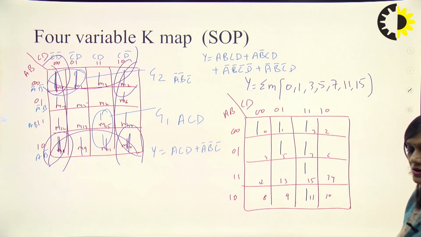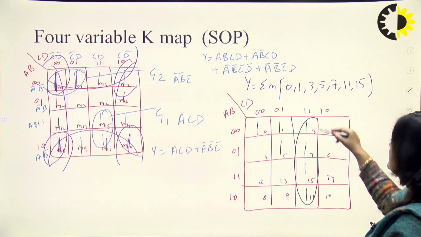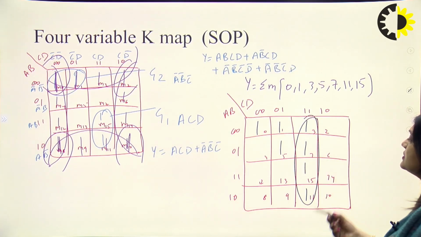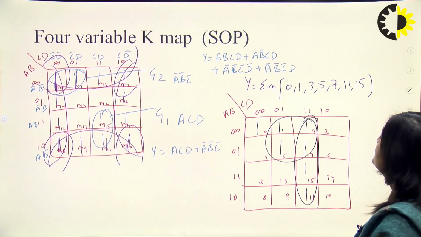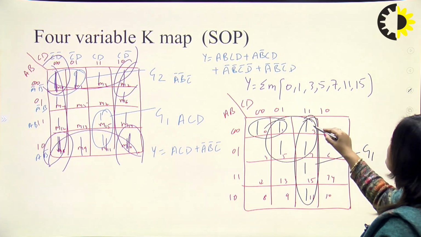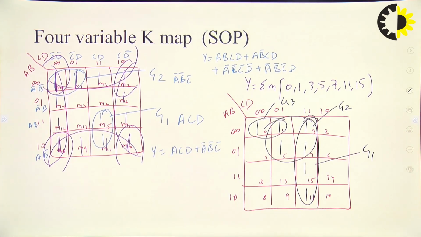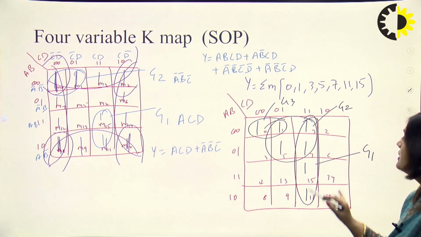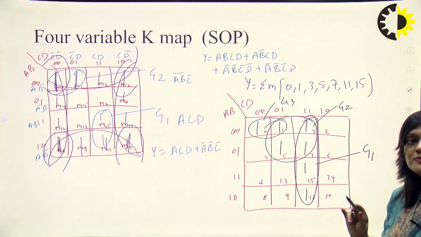Now we have to make the groups. We can see these groups: this is a group, this is a quad, this is another quad, and this is the pair. So this is group 1, this is group 2, and this is group 3. In group 1, these 2 ones are there only in this group. It is not shared by another group. So this group is correct. This is not a redundant group. And in this group we can see this one is not shared by another group. So this group is also correct.